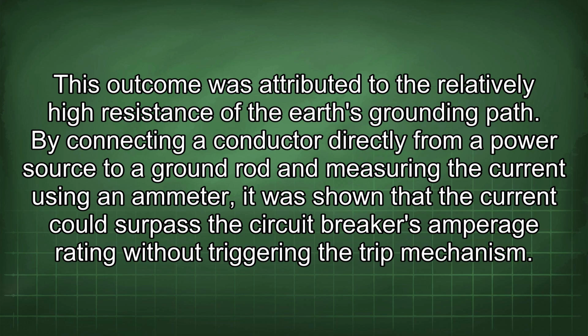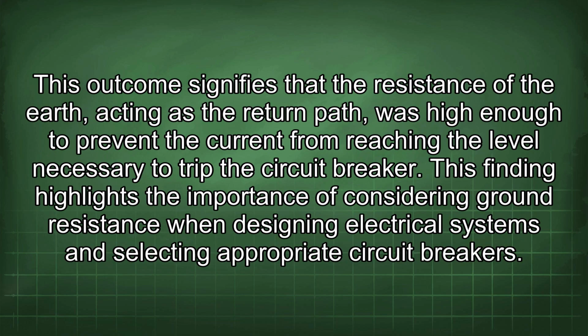By connecting a conductor directly from a power source to a ground rod and measuring the current using an ammeter, it was shown that the current could surpass the circuit breaker's amperage rating without triggering the trip mechanism. This outcome signifies that the resistance of the Earth, acting as the return path, was high enough to prevent the current from reaching the level necessary to trip the circuit breaker.